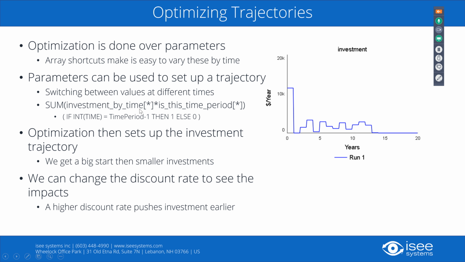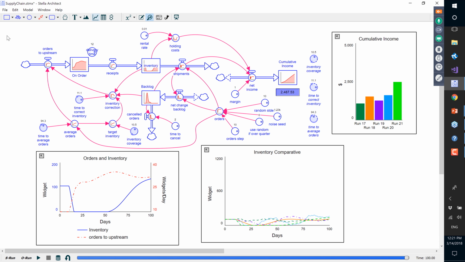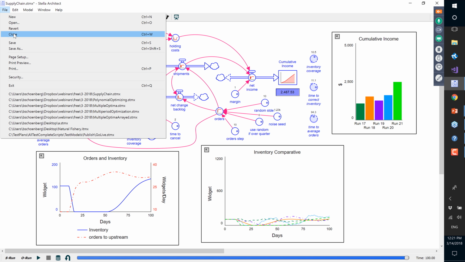What that does is it switches between the, in this case, 20 elements of is this time period and gives a 1 to the first element, and then the second element from time 1 to 2, the third element from 2 to 3, and so on. When we do that, we can set up an investment trajectory by optimizing the model. And so to do that, I will close out of this model.